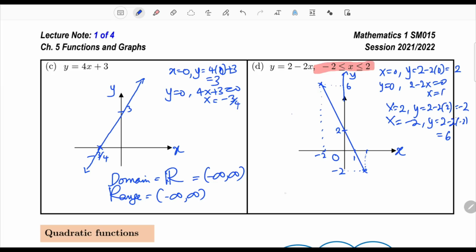Alright, so the domain is between negative 2 and 2, so closed interval negative 2, 2. For the range, you get negative 2 here. The smallest value on the y-axis will be negative 2, and the largest is 6.